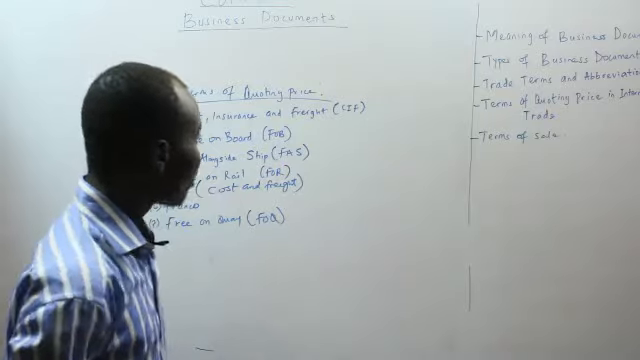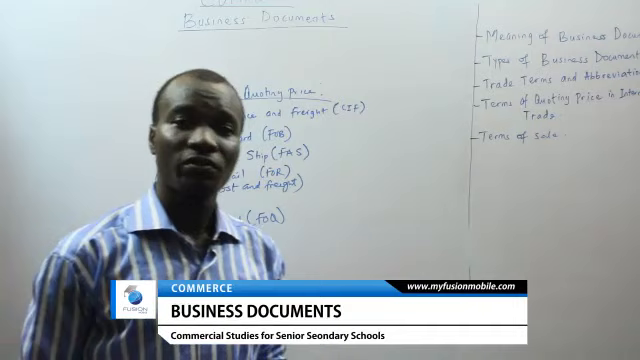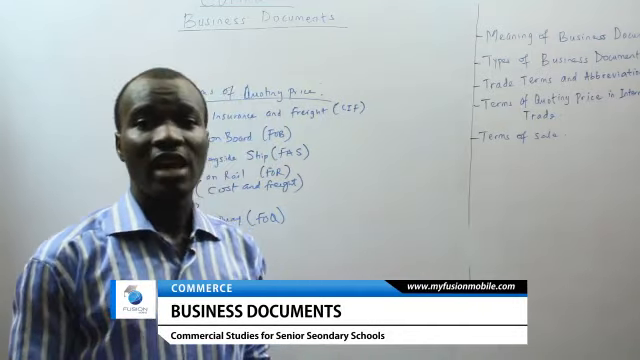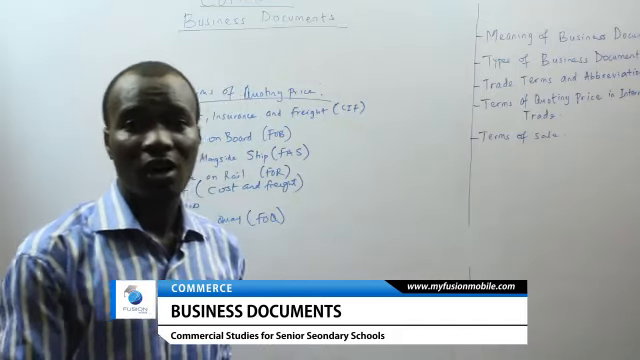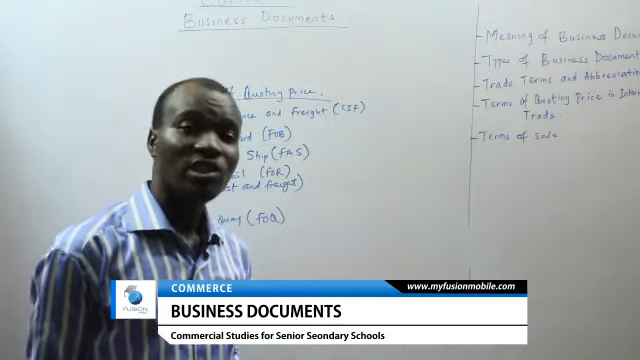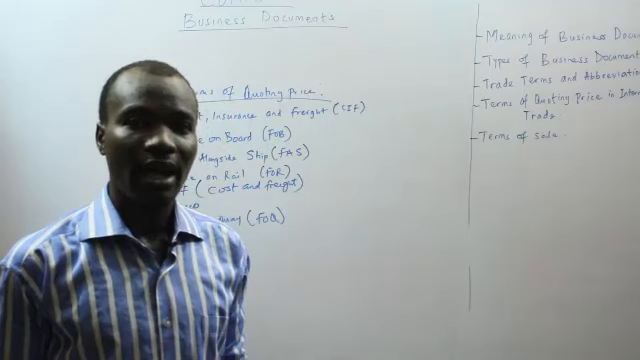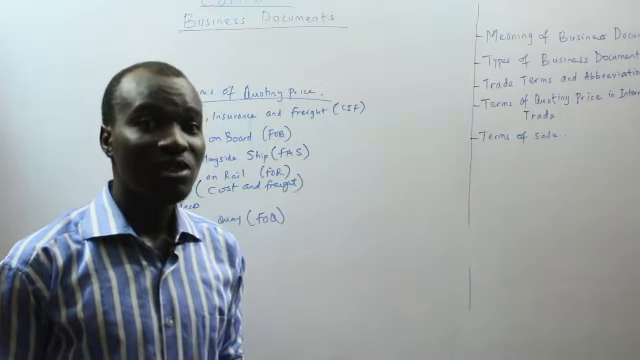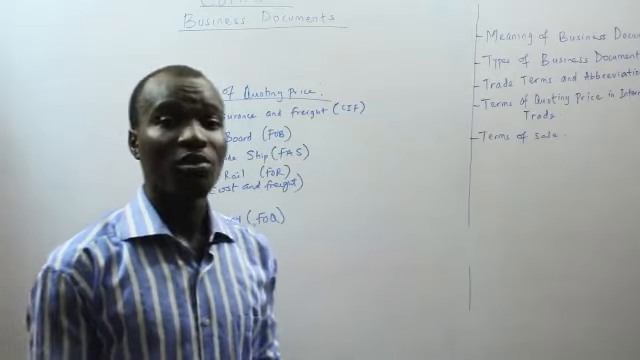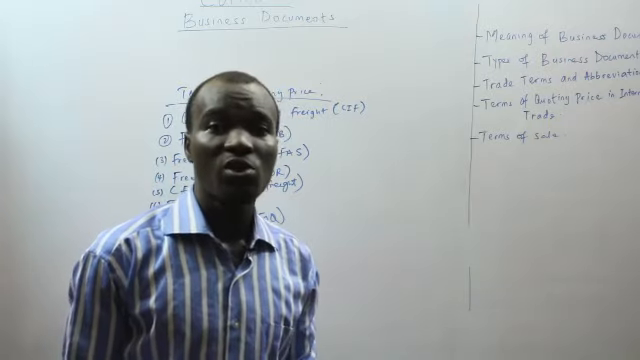So it means the price quoted includes the cost of the goods, the insurance and also the freight. Freight is the cost of transporting the goods from the exporter country to the importer country. Any form of subsequent charges will be borne by the buyer, that is the importer. It is the responsibility of the importer to bear any charges apart from the cost of the goods, the insurance and the freight.